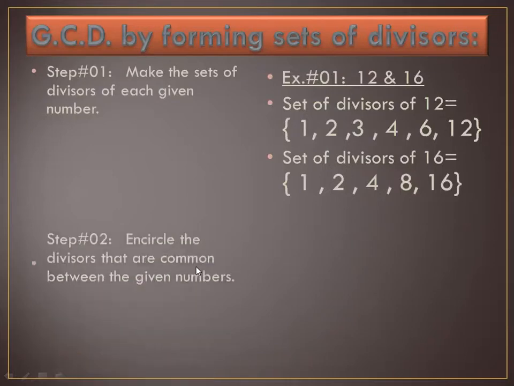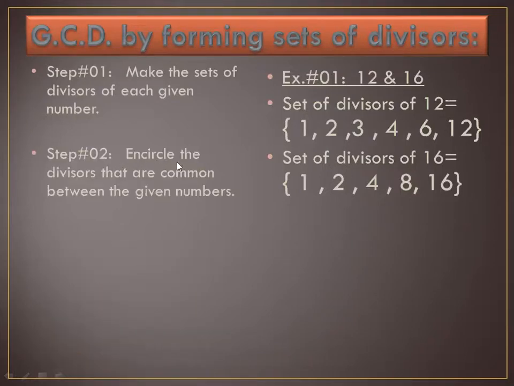So what will be your next step? Encircle the divisors that are common between the given numbers. Your given numbers are 12 and 16, and the divisors of 12 are 1, 2, 3, 4, 6, 12, and the divisors of 16 are 1, 2, 4, 8 and 16. Understand? Now you have to encircle the common divisors. So what are the common divisors? Number one is this one: 1 and 1. These two numbers are common between the sets.